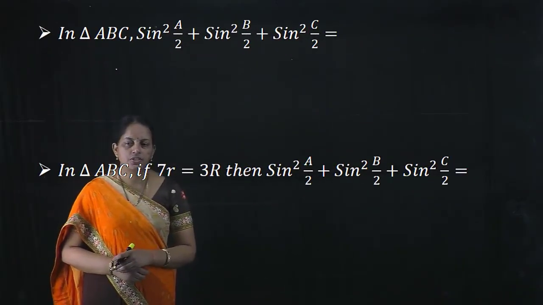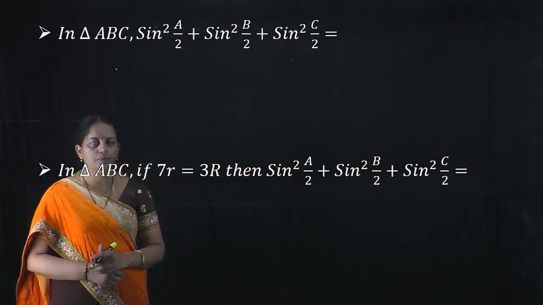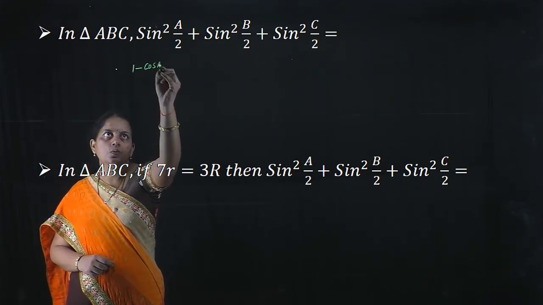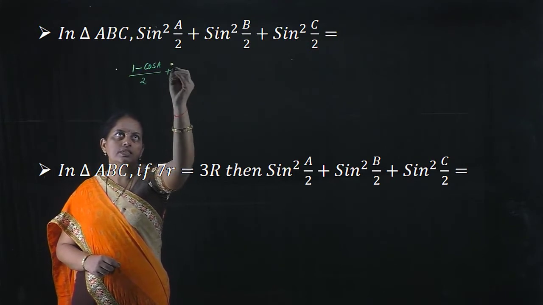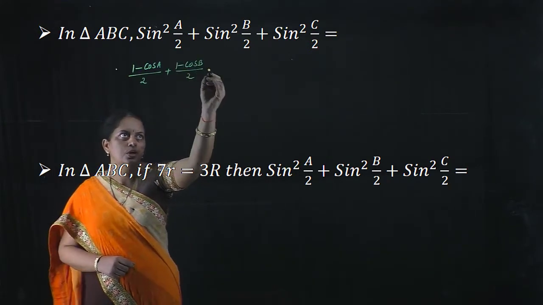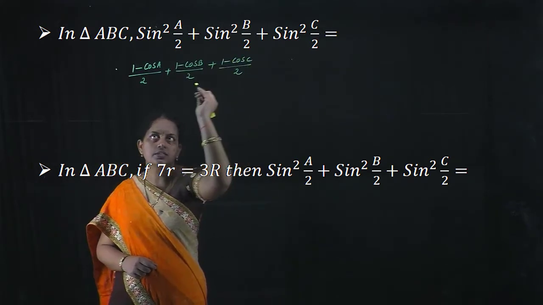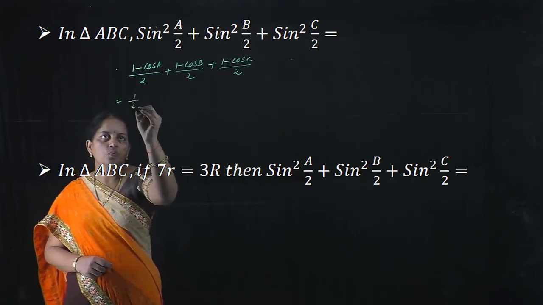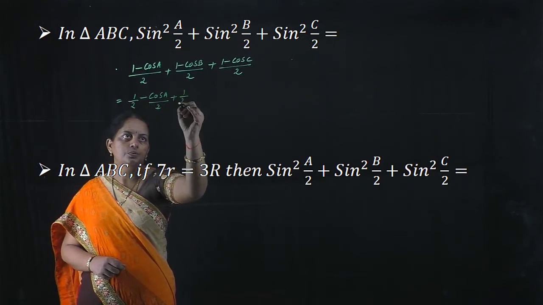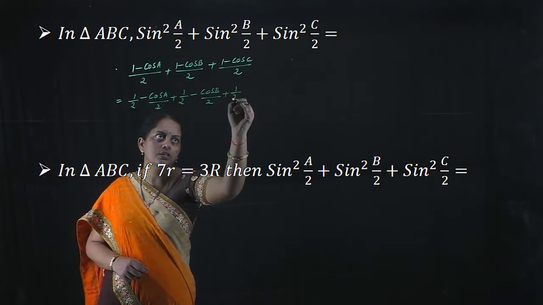The next question is, in triangle ABC, what is the value of sin square A by 2 plus sin square B by 2 plus sin square C by 2? Sin square A by 2 can be written as (1 minus cos A) by 2, sin square B by 2 as (1 minus cos B) by 2, and sin square C by 2 as (1 minus cos C) by 2. It can be written as 1 by 2 minus cos A by 2 plus 1 by 2 minus cos B by 2 plus 1 by 2 minus cos C by 2.